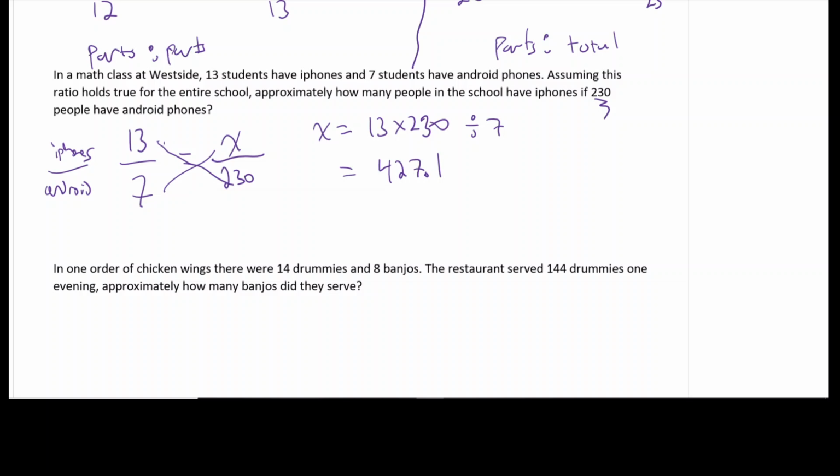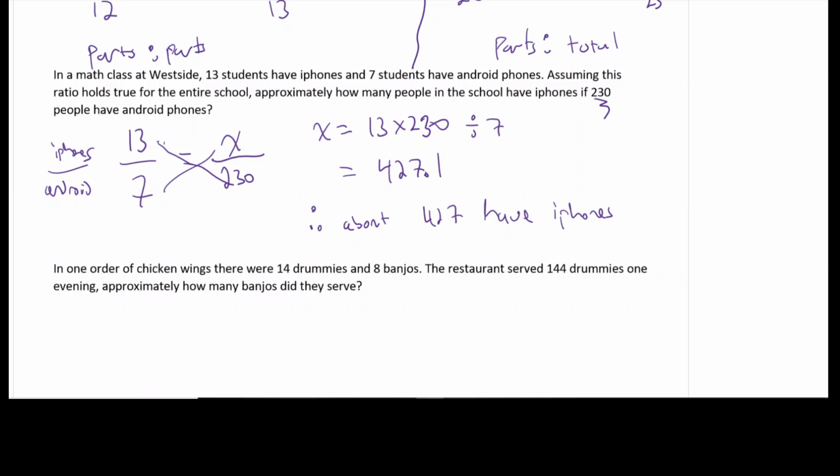427.1. Now obviously we can't have 0.1 of a student, and that's because probably the ratio in one classroom doesn't exactly match the whole school, and that's sort of what this is showing here. So I would answer this, therefore about 427 students have iPhones.